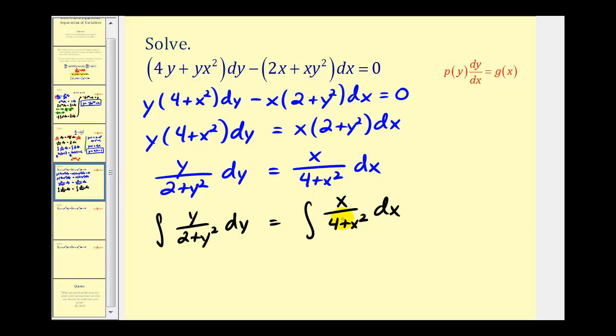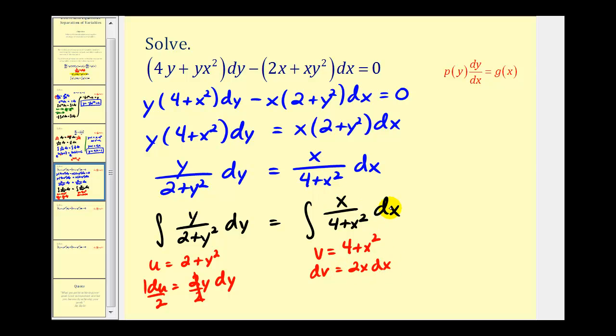Now both of these integrals are going to require u substitution. Here we're going to have u equals the quantity 2 plus y squared, so that means differential u is going to be 2y dy. Notice how our integral contains y dy, so we'll divide both sides by 2. So y dy is going to be equal to 1/2 du. Here we'll use v instead of u, so if we let v equal to the denominator 4 plus x squared, we'll have a similar outcome. dv is going to equal 2x dx, but we only have an x dx in our integrand, so we'll divide both sides by 2. So x dx is equal to 1/2 dv.